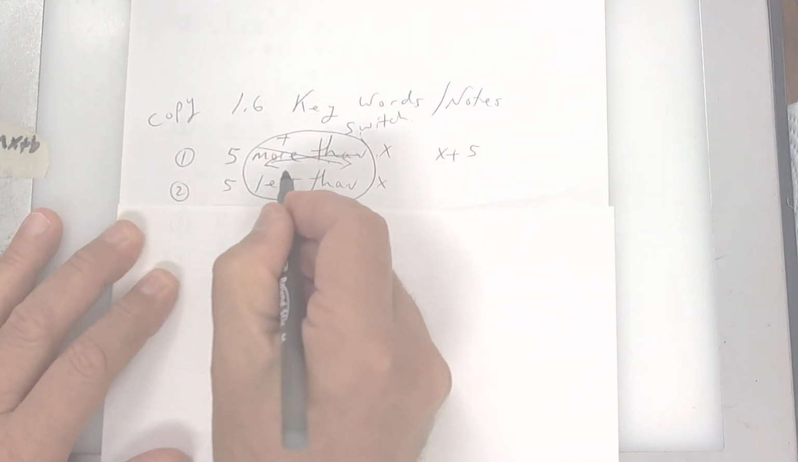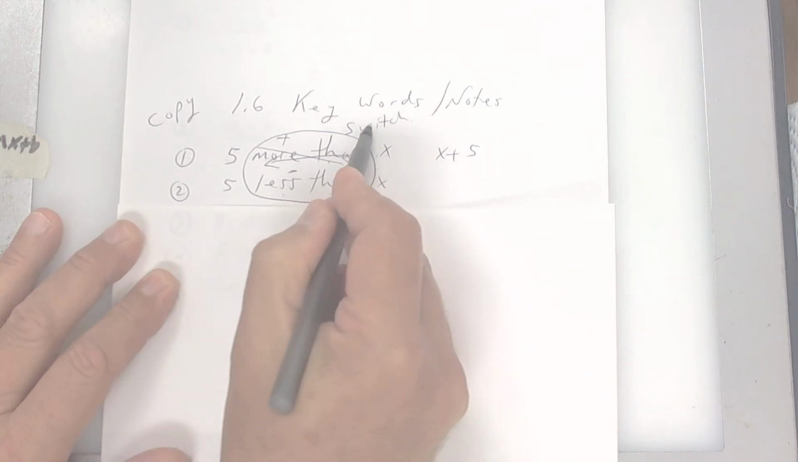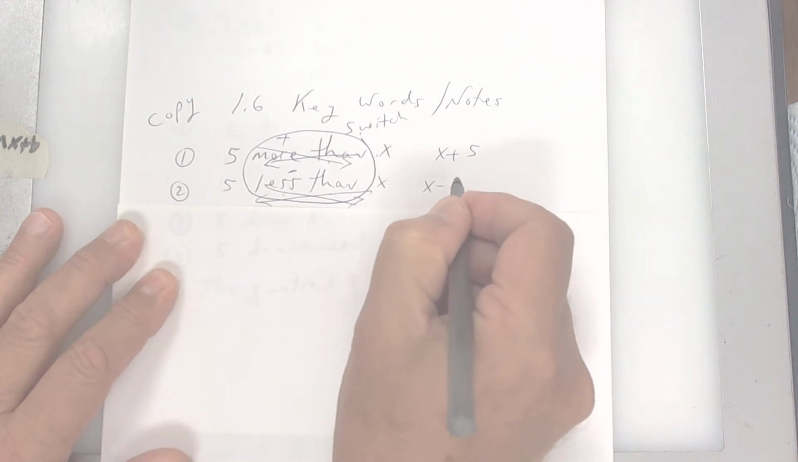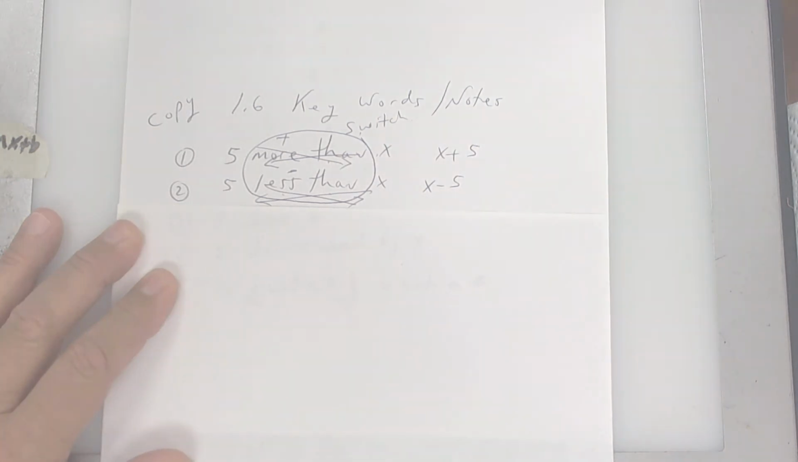Less than, less means minus. Less than means switch. So you're going to put the x over here and the 5 over here. So it's going to be x minus 5. Those are the only two exceptions. Make sure you know that. Say it to yourself. More than or less than, you switch.